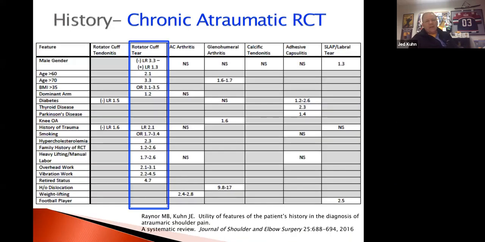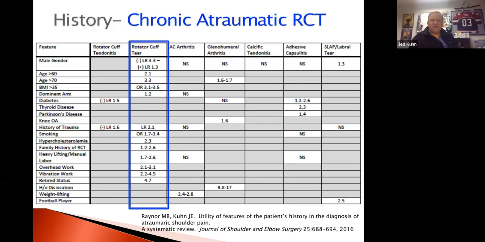Next slide. So this is a systematic review we did trying to look at historical features in people with chronic atraumatic cuff disease, because every element of the history changes the probability of having the disease, right? If I mentioned to you a 50-year-old lady with no history of shoulder trauma and diabetes and bad shoulder pain and stiffness, those features are all elements of the history, but you're already thinking adhesive capsulitis. So the history can be like a physical exam test, and it has likelihood ratios as well.